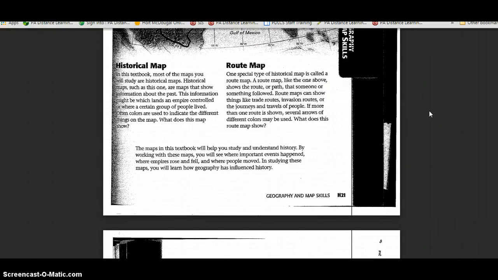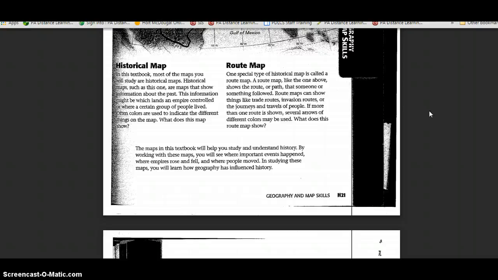In a history textbook, most of the maps you will study are historical maps. Historical maps, like this one above us, are maps that show information about the past. This information might be which lands an empire controlled or where a certain group of people lived. Often colors are used to indicate the different things.